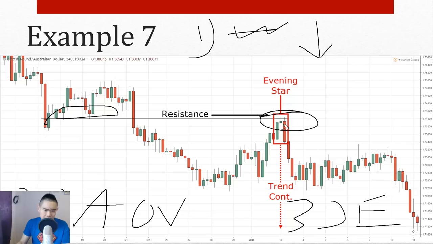Hey, what is this? This looks like an evening star. All right. So evening star, right? Market closes higher. Second candle, somewhat of an indecision candle. And then third candle, market closes lower. All right. So yes, all these 3 criteria are met.